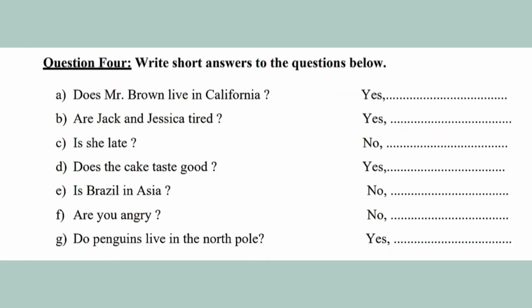Let's move to the fourth exercise. You only need to give short answers. Let me solve the first two parts. Does Mr. Brown live in California? Yes, he does. Are Jack and Jessica tired? Yes, they are. I think this is the easiest exercise.